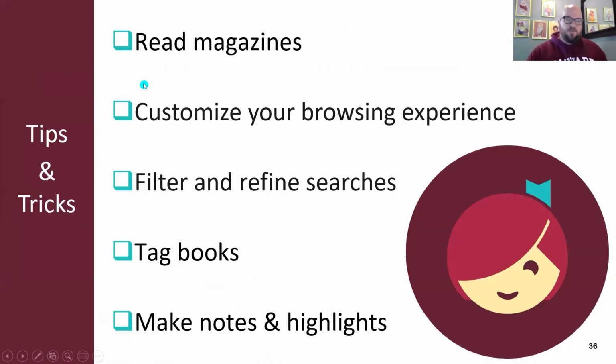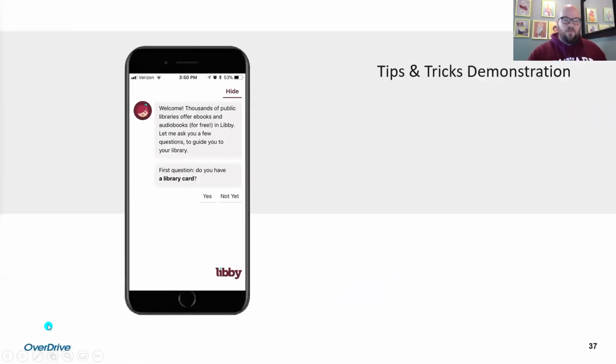Now we have 5 tips and tricks for you today based off of your library's collection. So we'll be showing you how to read magazines, customize your browsing experience, filter and refine your searches to find the titles you like faster, make tags, and then create notes and highlights. So I'm going to let Marissa connect her iPad here, and she's going to take us through these features.